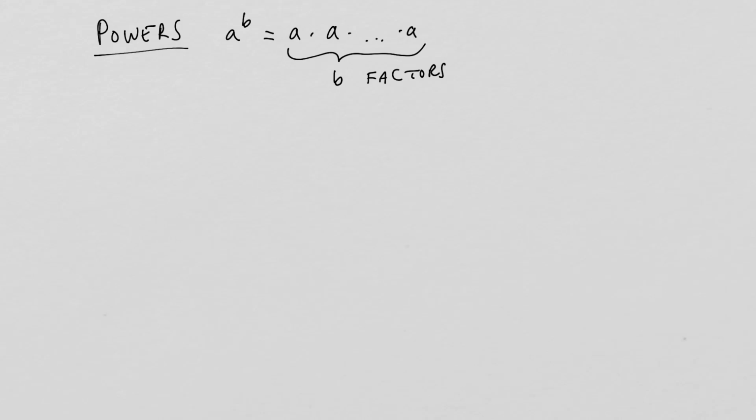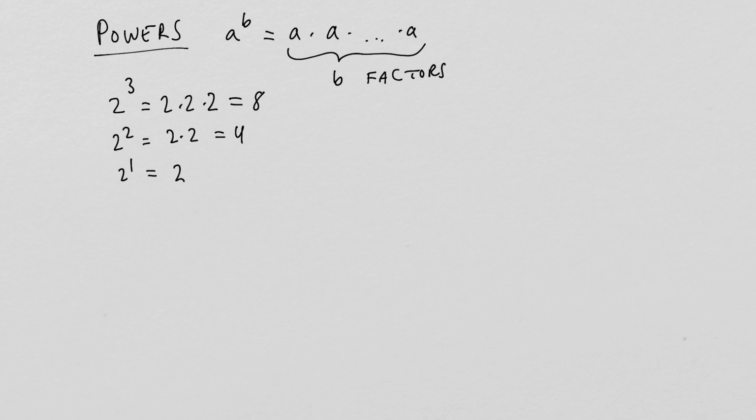Let's talk about powers. A to power b means that we take the number a and we multiply it together with itself b times. So for example, 2 to power 3 is 2 times 2 times 2. There are in total 3 of these factors here. We would get 8. 2 to power 2 is 2 times 2, that is 4. 2 to power 1 is just 2.